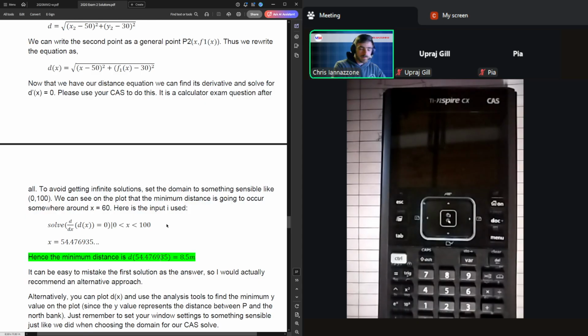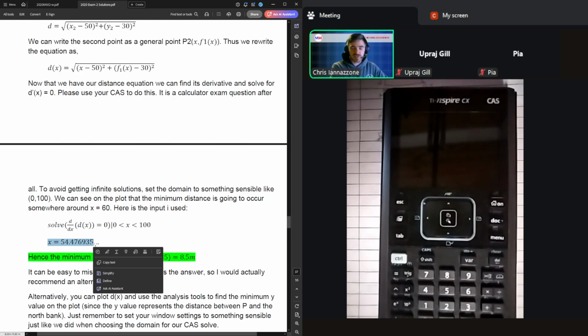The other way is fmin. Fmin gets you straight to this x coordinate. If you're Casio, it also gives you the actual minimum along with it. If you're TI Inspire, you just do this last step again, which is sub it back into the distance formula.